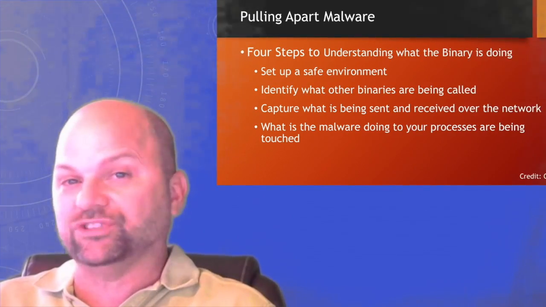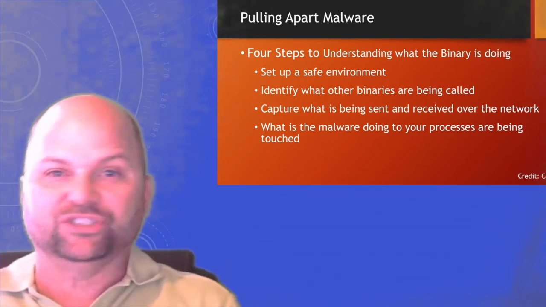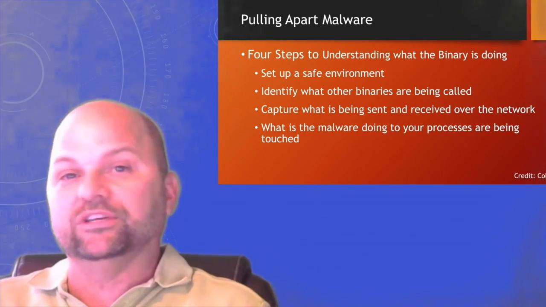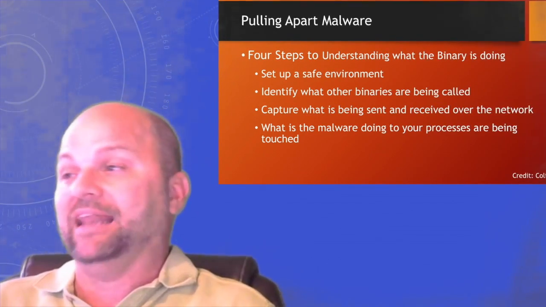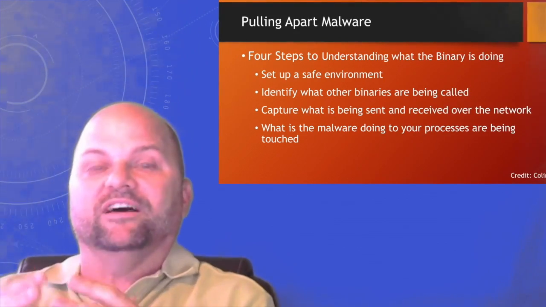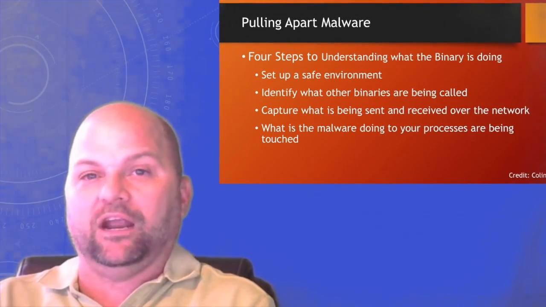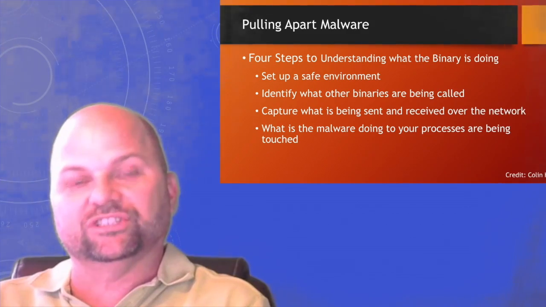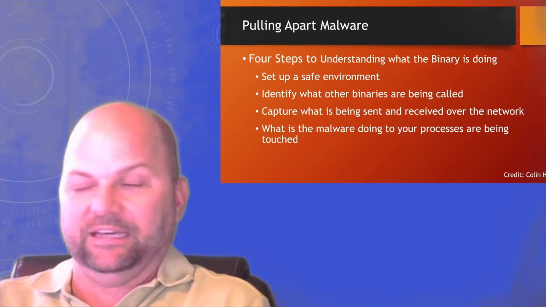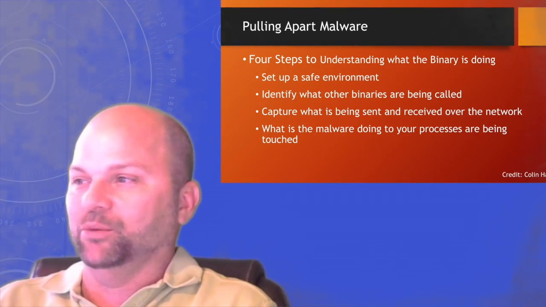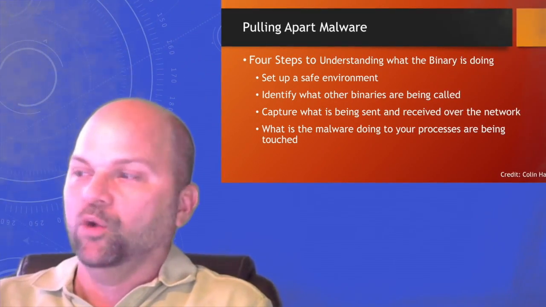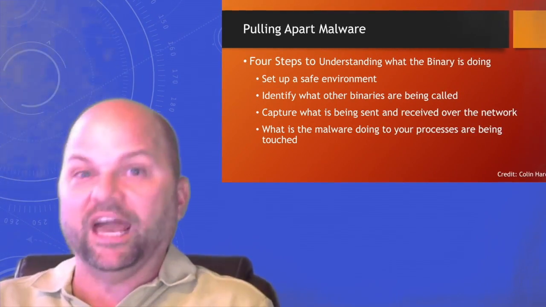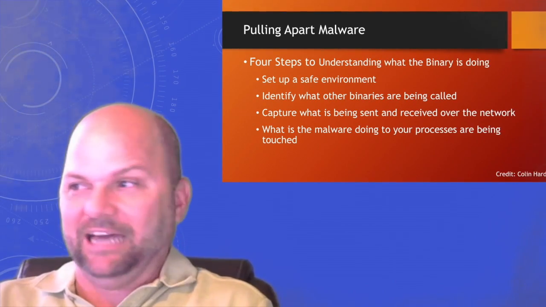I've broken it down into 4 simple steps, and what I want to do is just describe them one by one. So the first is to set up a safe environment. You don't want to do this on your regular computer, and again, I'll reiterate that in a minute. The next step is to identify what the software is doing from a binary perspective. So exactly what other things are being called, what other sources are being touched, those types of things. And we'll get into that here in a little bit of detail. And then we're going to capture what's being sent and received over the network. And when I say network, that could be an internal network, or that could be the internet, or anything in between. So we'll talk about that as well.